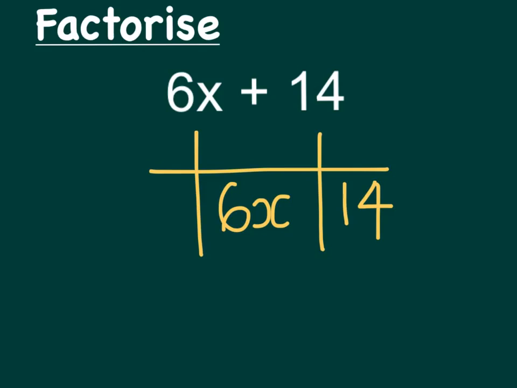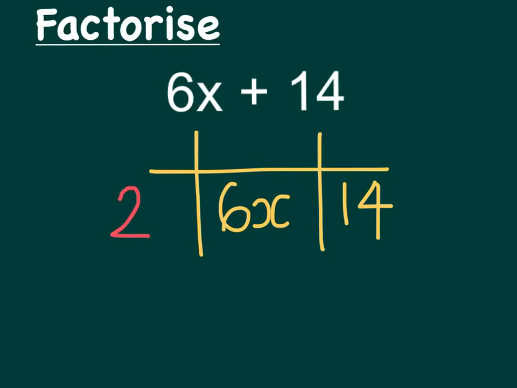The first thing we're going to do is ignore the x and just concentrate on the numbers 6 and 14. Because we're factorising, we've got to find the biggest factor of 6 and 14, and bring that out and place it here. The biggest factor of 6 and 14 is 2, so I'm going to write 2 there.